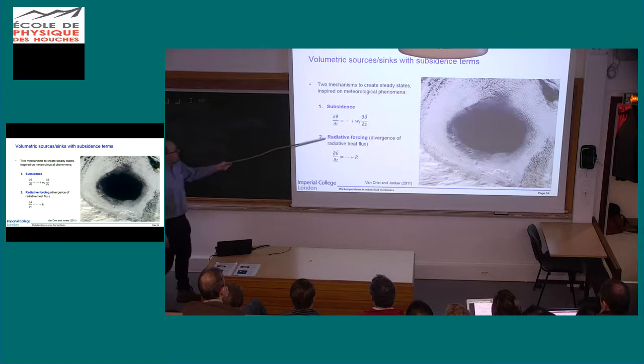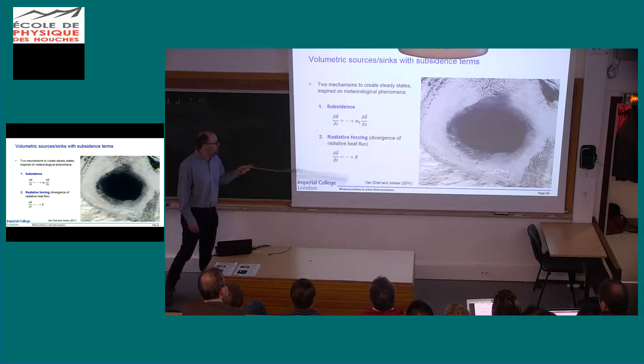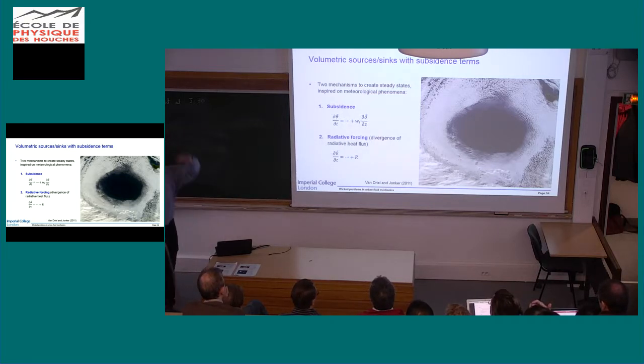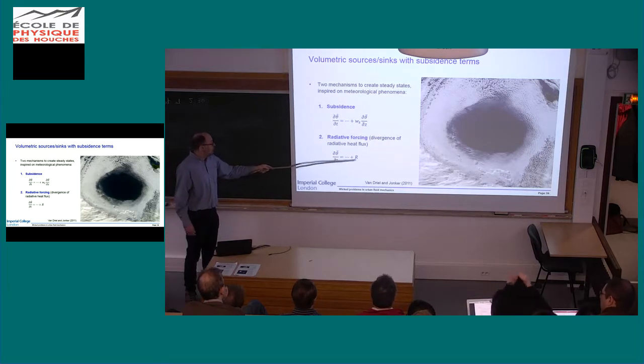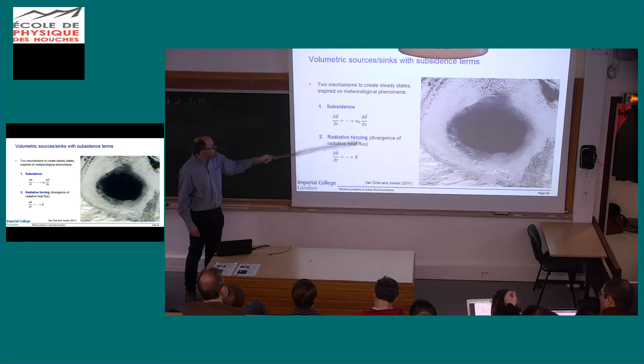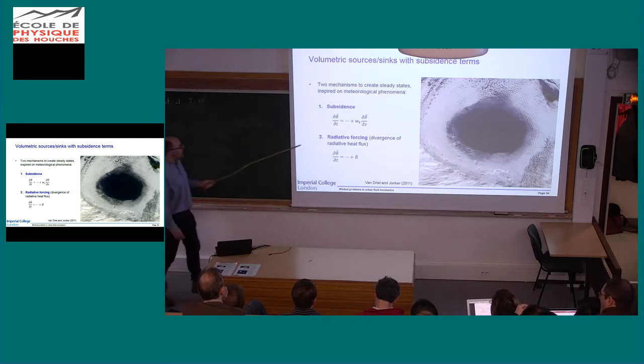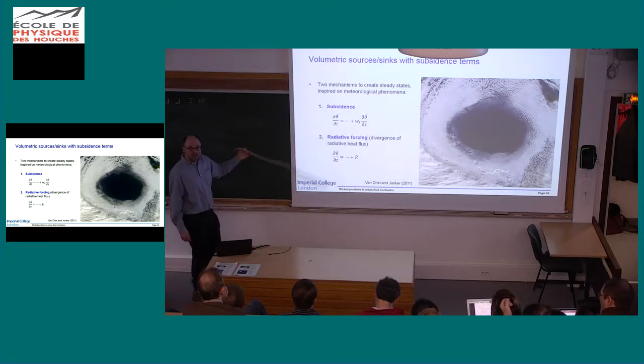And then we've got the radiative forcing, which is the divergence of the radiative heat flux. So at different levels of the atmosphere, you get different absorption and re-radiation of latent heat, and that's going to give a net heating at a certain point. So we're going to hijack these two mechanisms. Now the main thing we need to determine is WS.